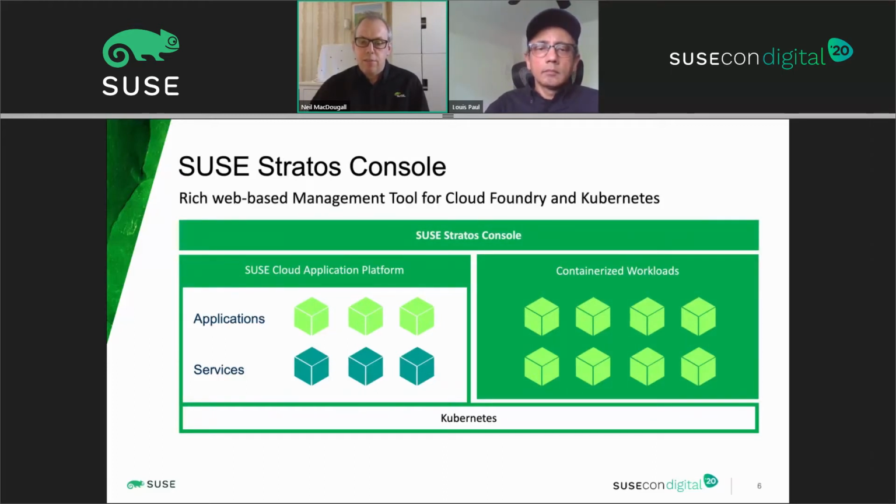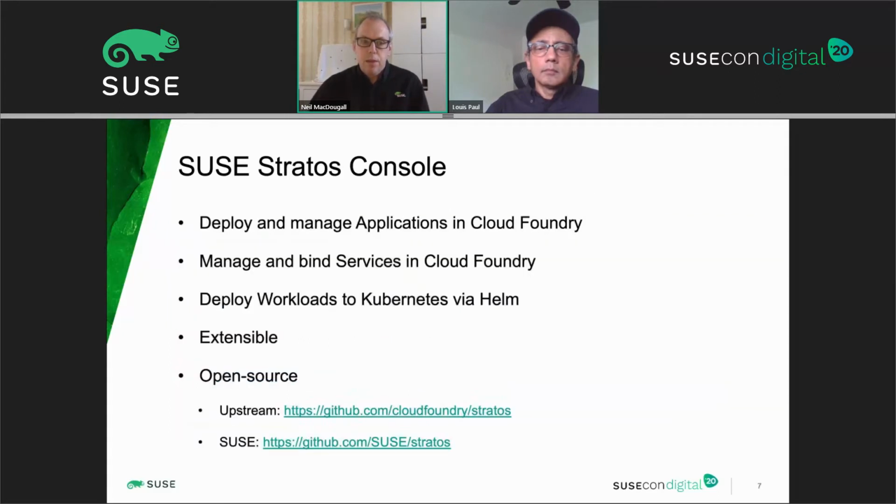This really is where Stratos comes in. Stratos adds a rich web-based management interface above all of this. Some of the key features, particularly as we talk about the business use cases that Louis outlined: you can deploy and manage applications in Cloud Foundry. We have a services marketplace view where you can discover and manage services. We have functionality for Kubernetes where you can deploy and manage workloads in Kubernetes. One of the key aspects here, again relating back to those business use cases, is that we've designed Stratos to be extensible, and we'll cover this in a bit more detail in a few slides' time.